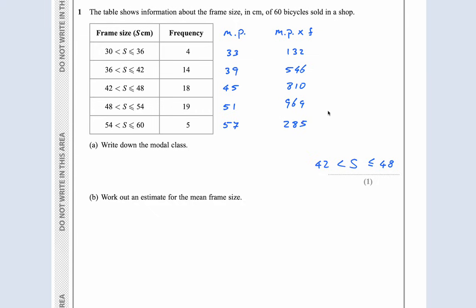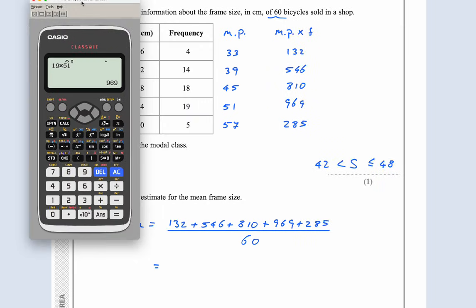Okay, so the mean is equal to the sum of these. Add all these up: 132 plus 546 plus 810 plus 969 plus 285, and divide by the total frequency, which is not 5, guys, it's 60. There's 60 bicycles, so all of that divided by 60.